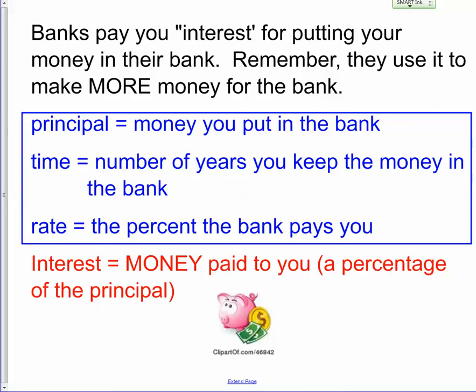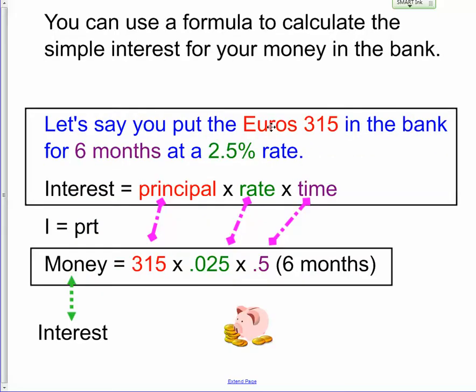So for example, let's say you took all the money your grandparents gave you for your birthday, and you put it in the bank for 6 months at a 2.5% interest rate, which is a pretty high interest rate for savings right now, but you used to get that much about 12 years ago. So your principal is the money you put in the bank, your 315 euros. Your rate is this percentage that the bank's going to pay you.